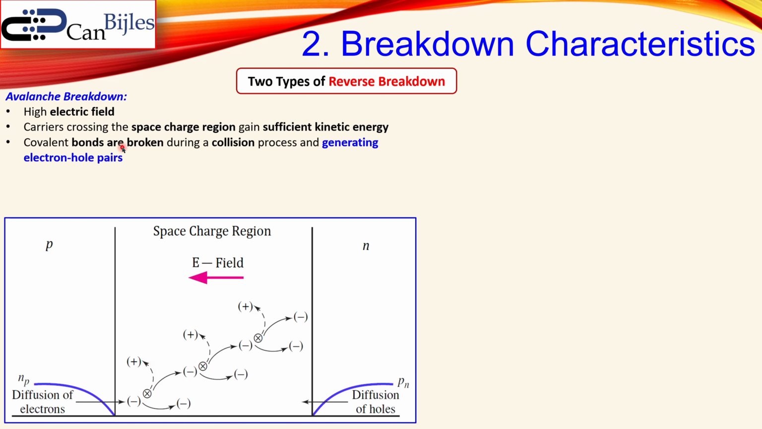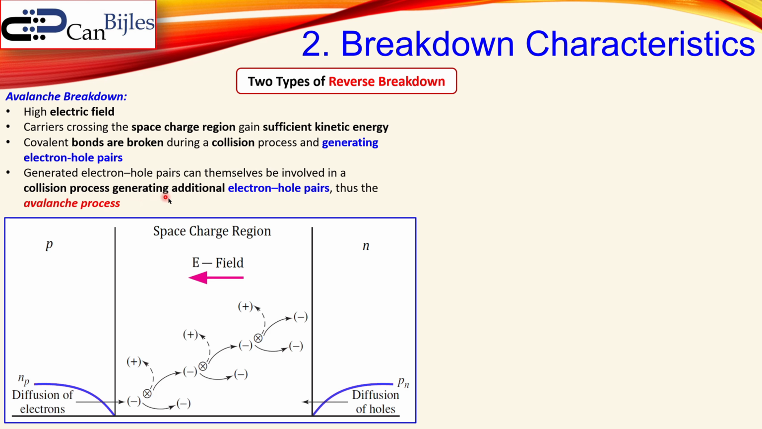Covalent bonds are broken during the collision process, and then you can generate, by opening, an electron hole pair. That is called the generation of electron holes. Generated electron hole pairs can themselves again be involved in the collision process, generating additional electron hole pairs. So you get a chain reaction, which is called an avalanche.